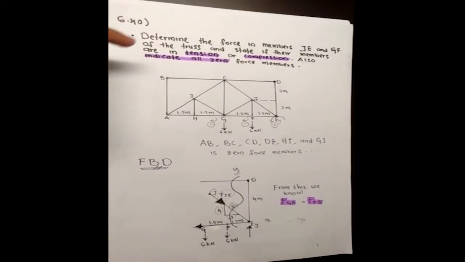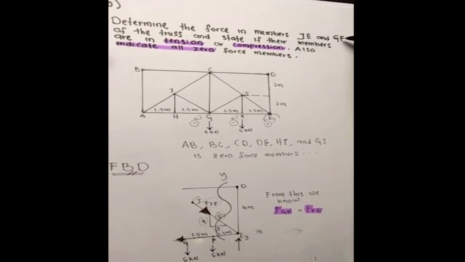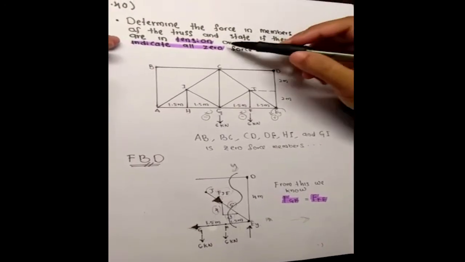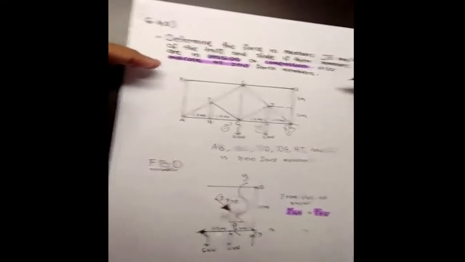Question 6.40. The question says to determine the force in members JE and GF of the truss and state if the members are in tension or compression. Also, we must indicate all zero force members.